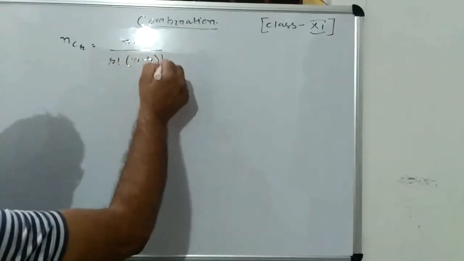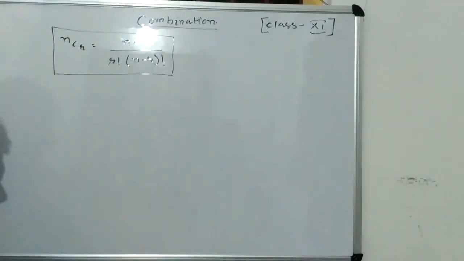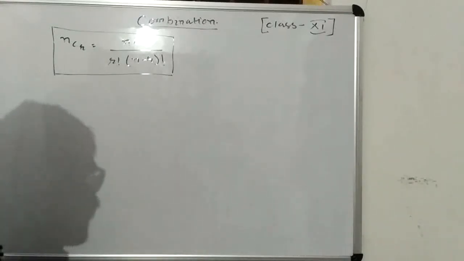So today I am going to discuss the topic combination. The formula for combination is nCr equals factorial n by factorial r into factorial n minus r. This is the formula for combination. Now children, where n is the total number of objects and r is the number of objects taken at a time. So this is the formula for your combination.